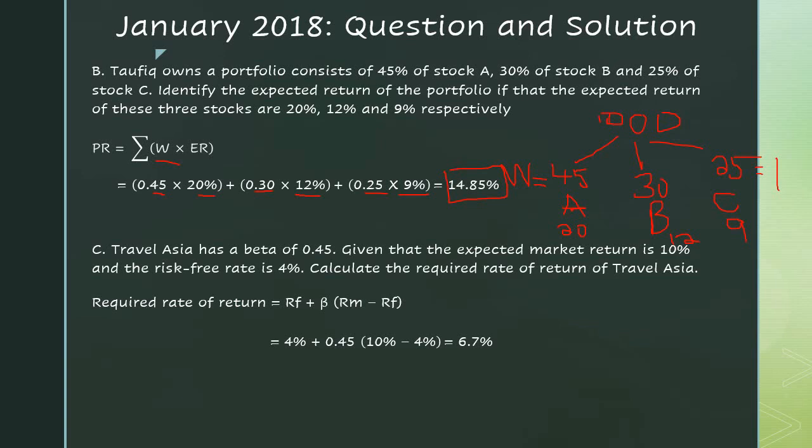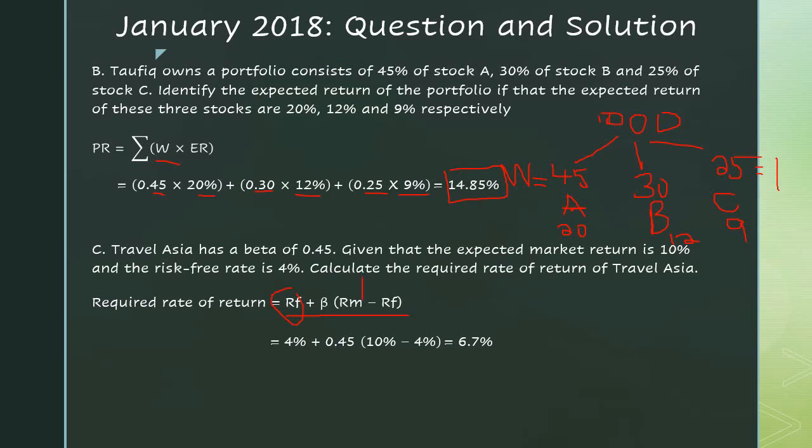So for part C, Travel Asia has a beta of 0.45, given that the expected market return is 10% and the risk-free rate is 4%. Calculate the required rate of return of Travel Asia. So they're asking you to calculate the required rate of return. The formula is in your textbook, which is the risk-free rate plus the beta times the risk premium.